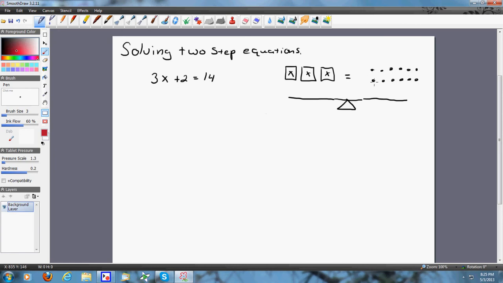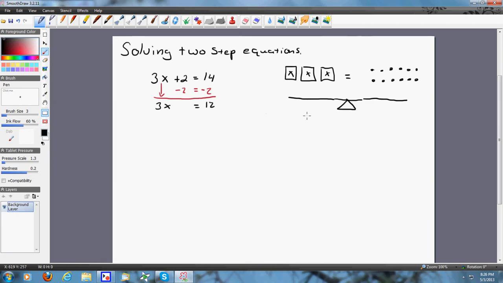I've now removed the 2 dots from both sides, and so now I just have 3x equals 12 dots. What I'm showing here is that I'm subtracting 2 from both sides. My 3x doesn't change; I'm leaving that alone. You can see I still have 3 x's on this side. But when I subtract positive 2 from negative 2, I get 0. And 14 minus 2 leaves 12, which is exactly what I have here.